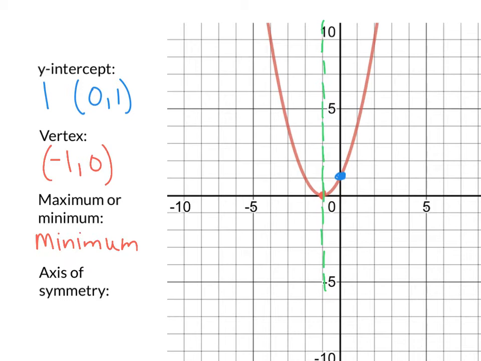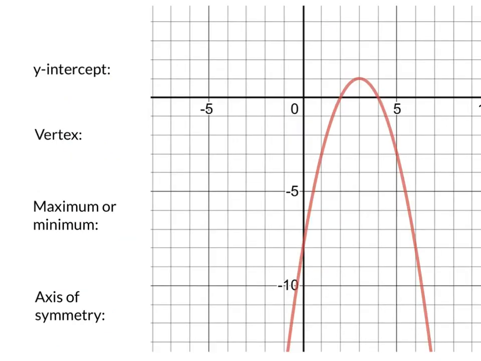Anytime you write an equation of a vertical line, it's x equals, and in this case, it's x equals -1. That equation is going to be connected to your vertex. You'll notice that my x value in my vertex is -1, and my equation for my axis of symmetry is also x equals -1.